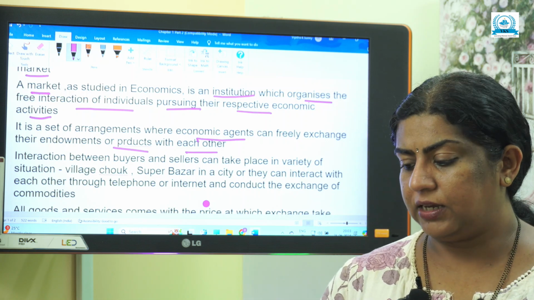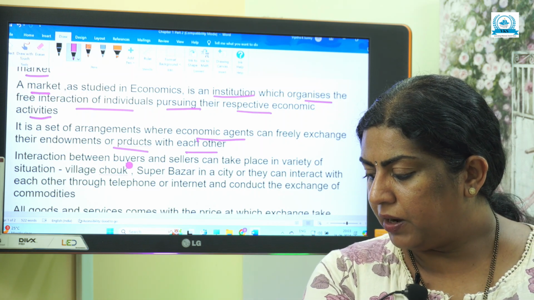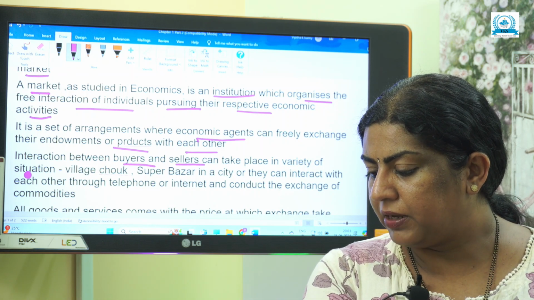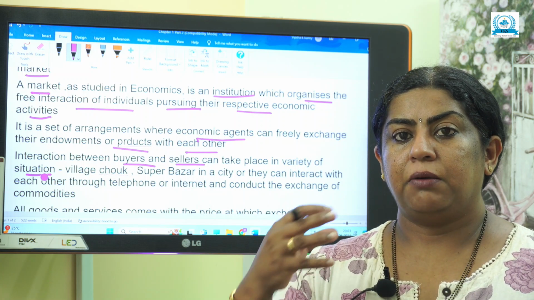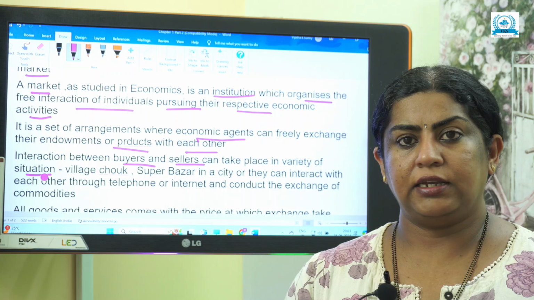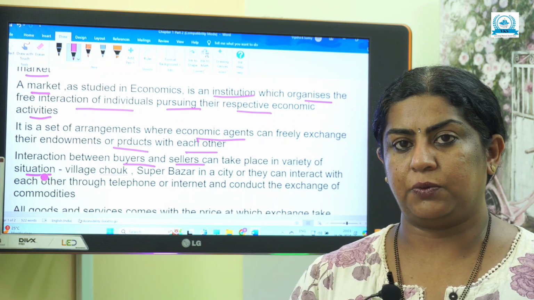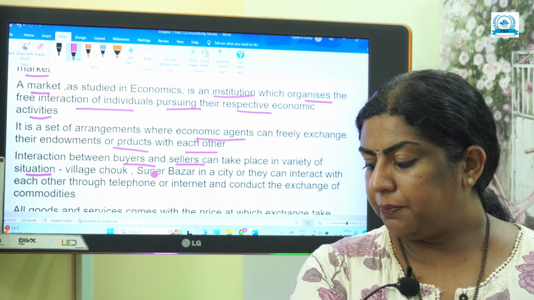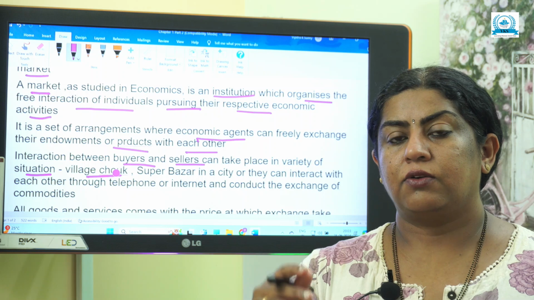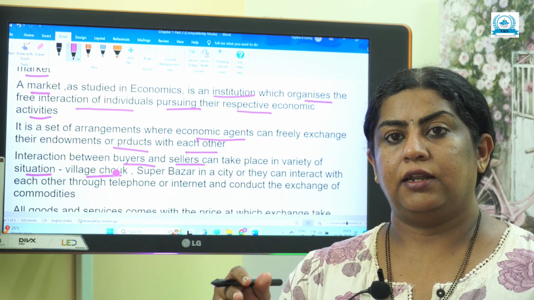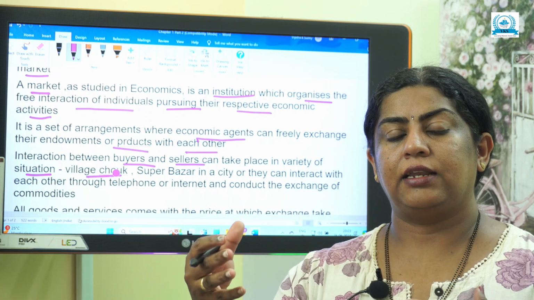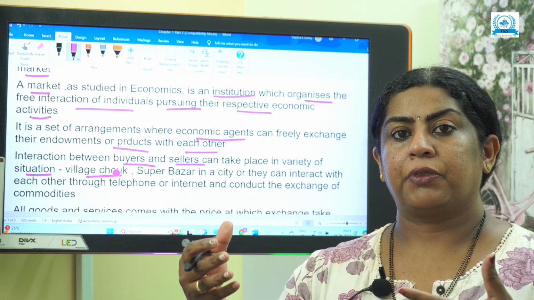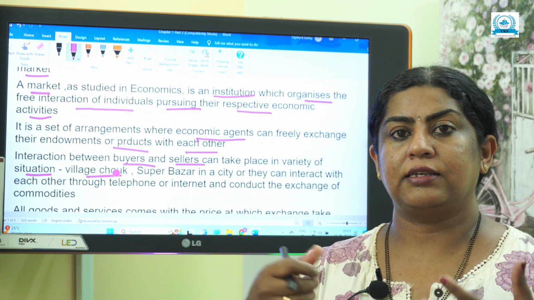So we can see that interaction between buyers and sellers can take place in a variety of situations. So how does the interaction between a buyer and a seller take place? It takes place in a variety of situations. For example, it happens in a village chowk. So maybe a village market is there, a village central area is there. There will be buyers and sellers, and buyers will buy the products which the sellers are trying to sell.